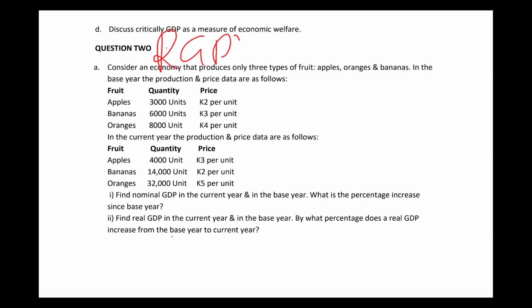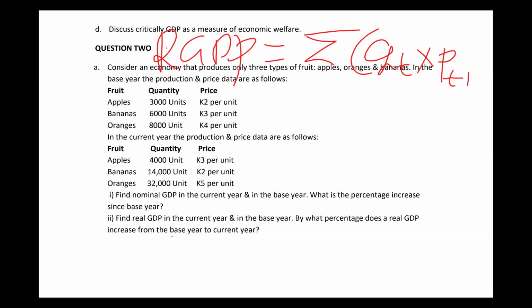Real GDP is given as the summation of the quantity at point T multiplied by the price at point T minus 1. T minus 1 is the base year price. In short, you're multiplying the quantities of that year times the prices of the base year. So since you want to get the real GDP at the current year, using the current year's data, you will get the quantities of the current year times the prices of the base year. That's what that means. So let's go.